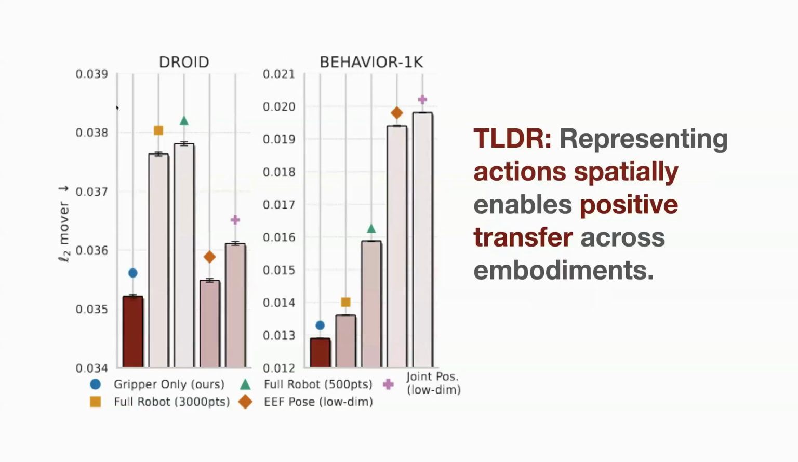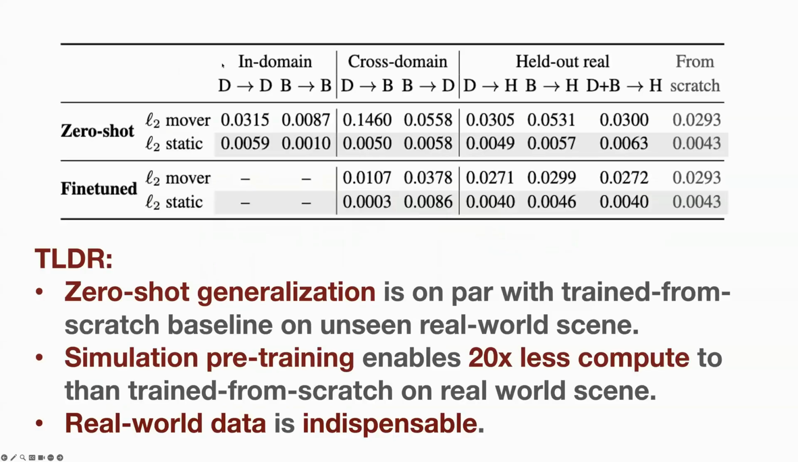But if we switch to representing actions as flows only on the grippers, that turns out to be the best case. And this really enables positive transfer across different embodiments. With this evaluation, we can also try a lot of different setups to really probe the generalization properties. Again, we're training on both domains, Droid and Behavior. Droid is denoted by D, Behavior denoted by B.